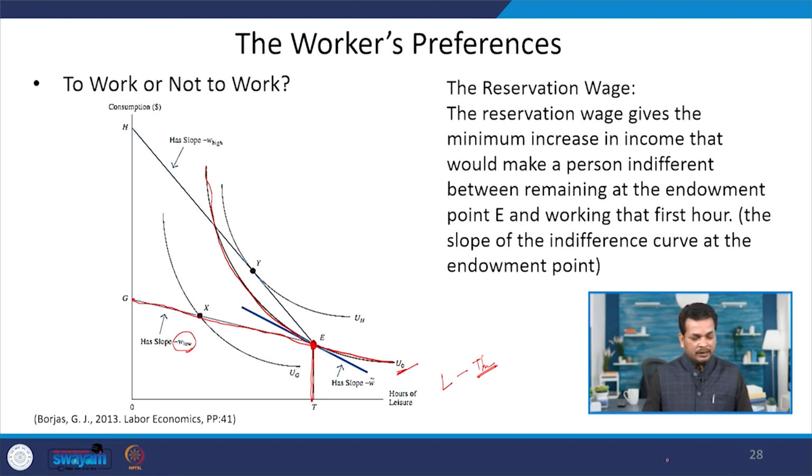Now, if you see, if the worker is going to get some kind of satisfaction or some kind of utility by moving away from this point E towards any point on this opportunity set, let us say point X. So, what is happening at point X? He has a utility function UG, which is lower than this UO.